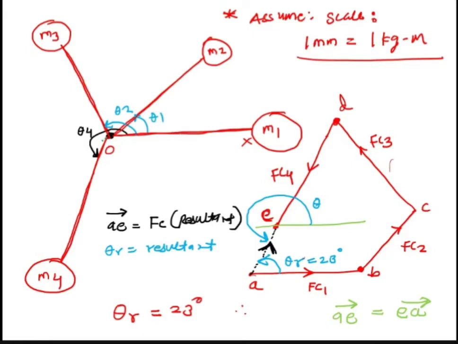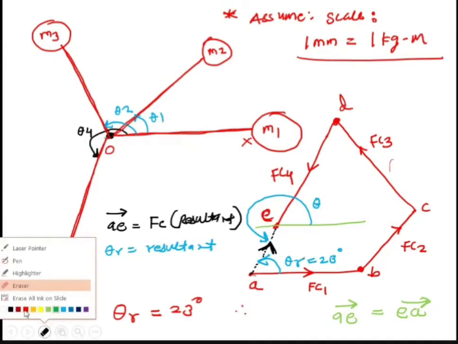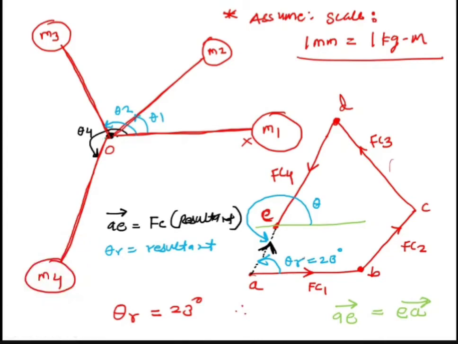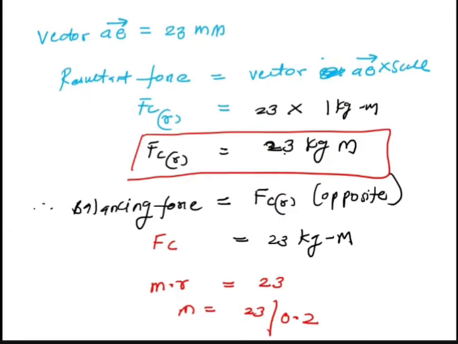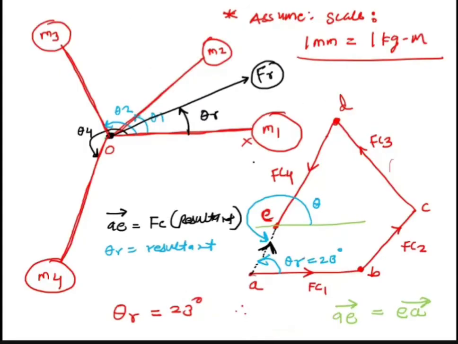So it will come slightly here. First of all, I have to draw the resultant force. What is the resultant force? It is shown by this. This is Fr, the resultant force, at an angle theta r. I have got the resultant force as 23 kg, and I have got the balancing mass as 115 kg. So first of all, locate Fr at an angle theta r.